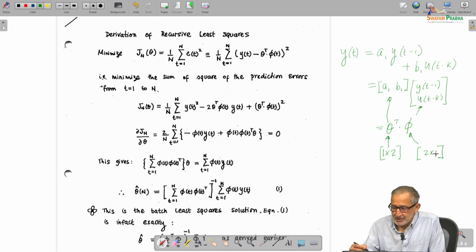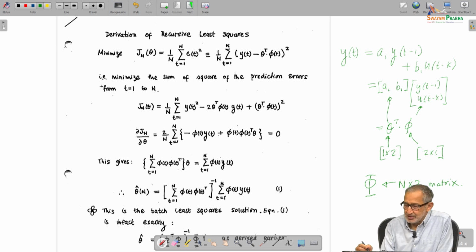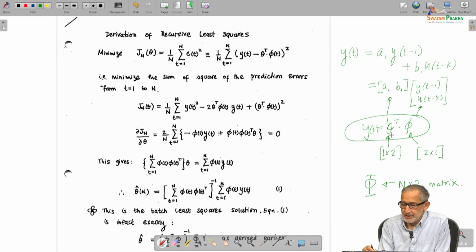Now remember, there is a difference. This is lowercase phi, whereas the uppercase phi that we used was an n by 2 matrix. So there is a distinction. This is a lowercase phi, it is simply a 2 by 1 vector. So we are saying y of t can be written as theta transpose times phi.